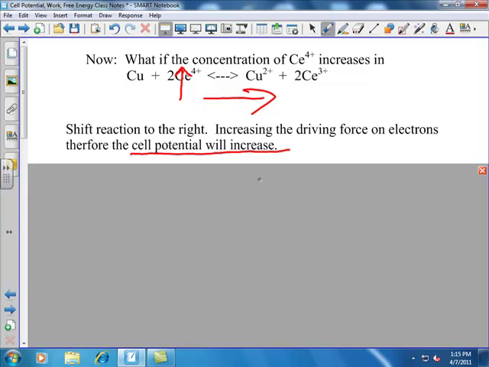We need to stick to one word. Cell potential, EMF, voltage. If we stick to V. Are we done? Oh, no. I'm just giving people a chance to write, even though apparently writing is futile.